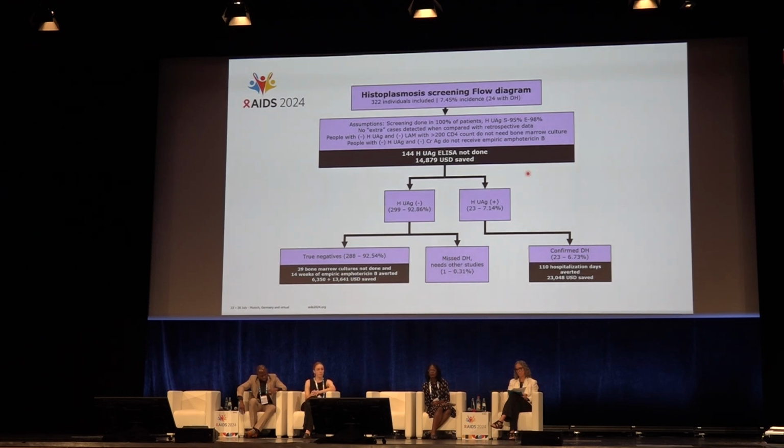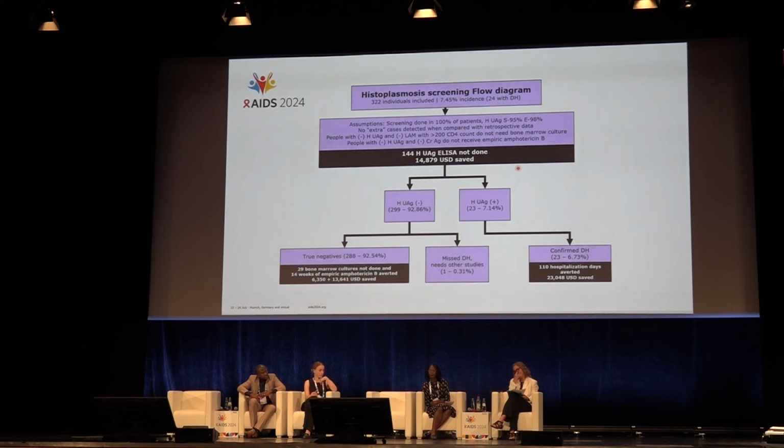And then in people that had both negative TB-LAM and negative urinary antigens for histo and CD4 counts of over 200, sometimes in this population, because we do not have any way to quickly say if they have or do not have histo, we do bone marrow cultures. But if we could have these negative tests at the point of care, we could not do this test on this population.